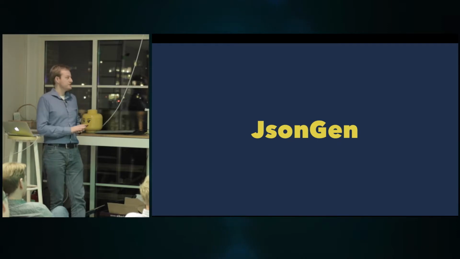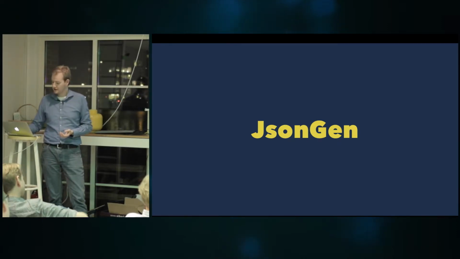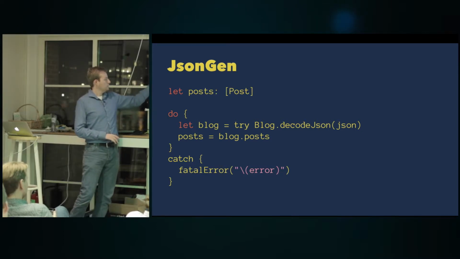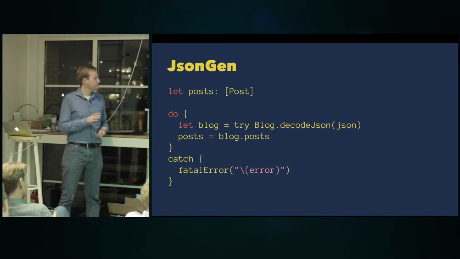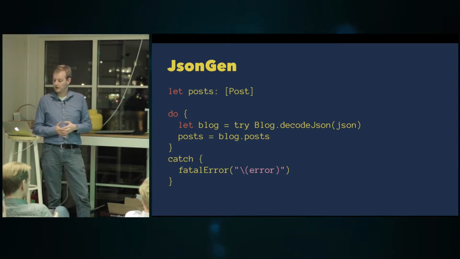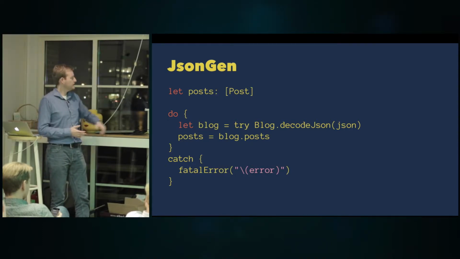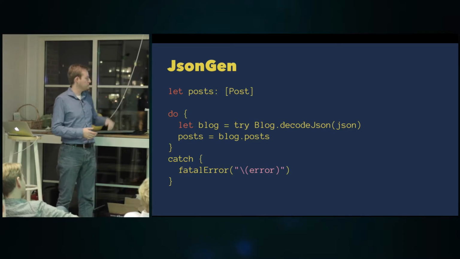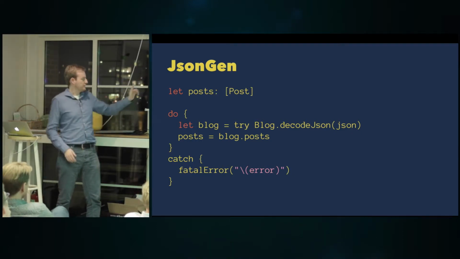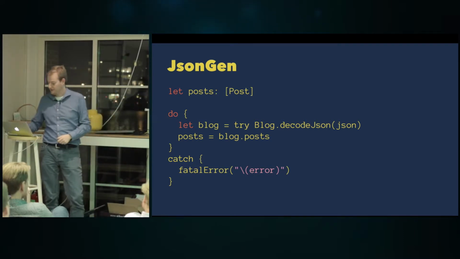Now, finally, JSONGen. In JSONGen, you can use it like so. We call the decode JSON static function on blog, give it a JSON, and it returns back a blog from which we can store the posts, or it throws an error. Now, where does that function come from? Well, it's a code generator.